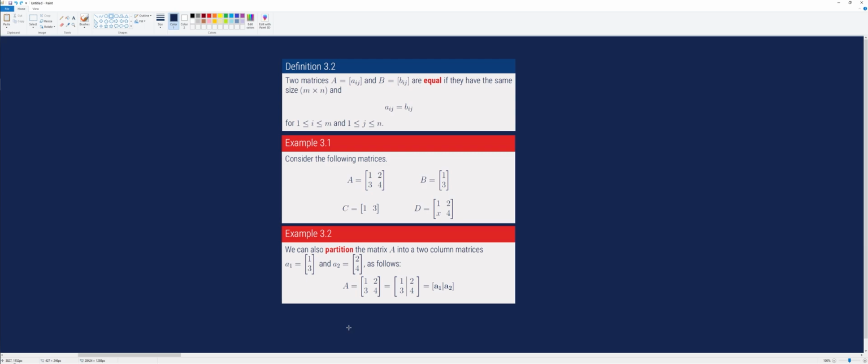We call matrix B, which is a 2 by 1 matrix, a column matrix, whereas matrix C, which is a 1 by 2 matrix, a row matrix. We can also partition the matrix A into a 2-column matrix, A sub 1, whose elements are 1, 3, and A sub 2, whose elements are 2, 4. And we can write it as follows.